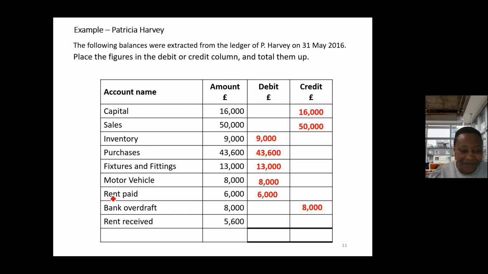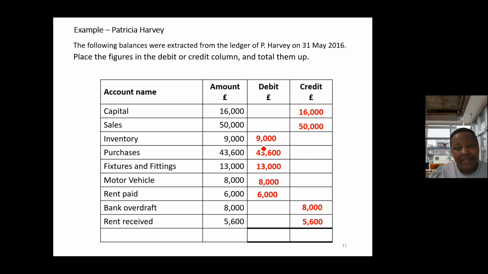Rent received is different from our rent paid. Rent paid, we said, was an expense and we had debited it. Rent received is an income. Income, sales, revenue, all of those should be credited. And then these are the postings. This is how we should have posted all of these balances.